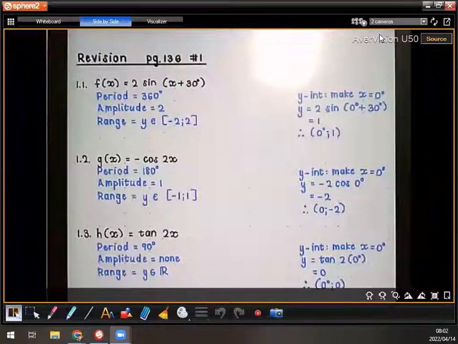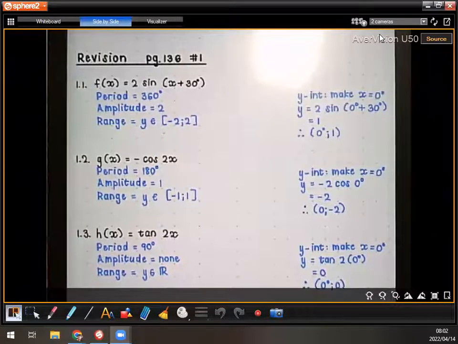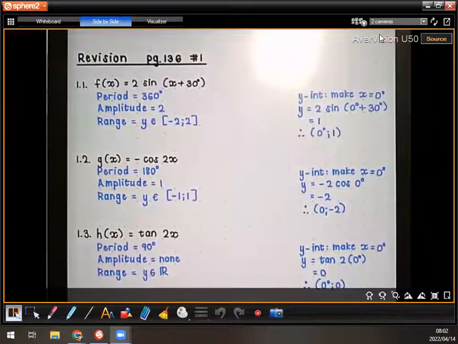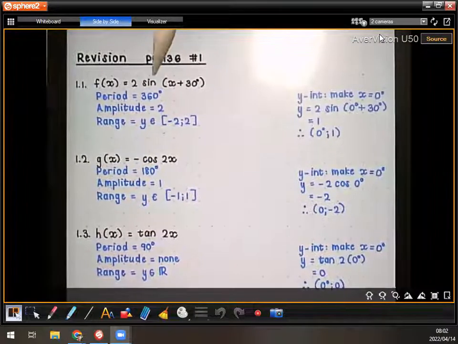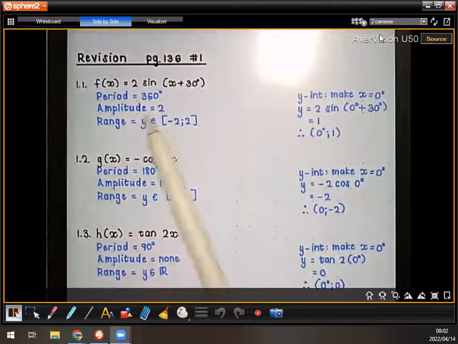Okay, guys, so they're giving you the equation 2 sine(x + 30). They're asking for the period. Firstly, now guys, because there's no number in front of that bracket or in front of the x, the period is just a normal period, which is 360.